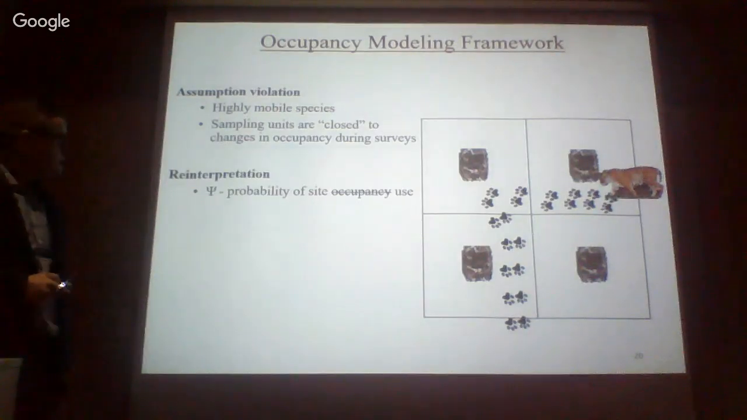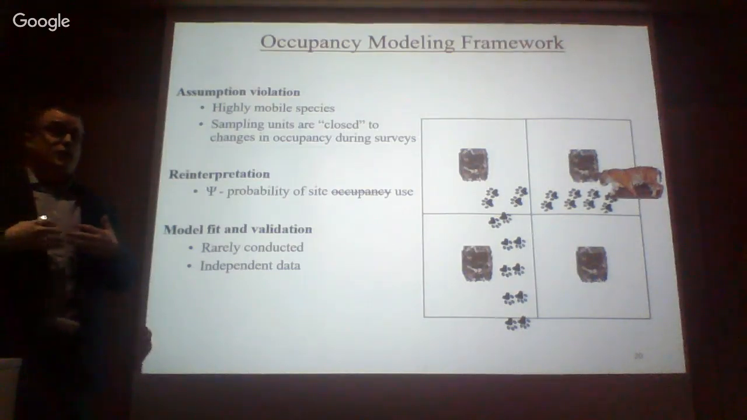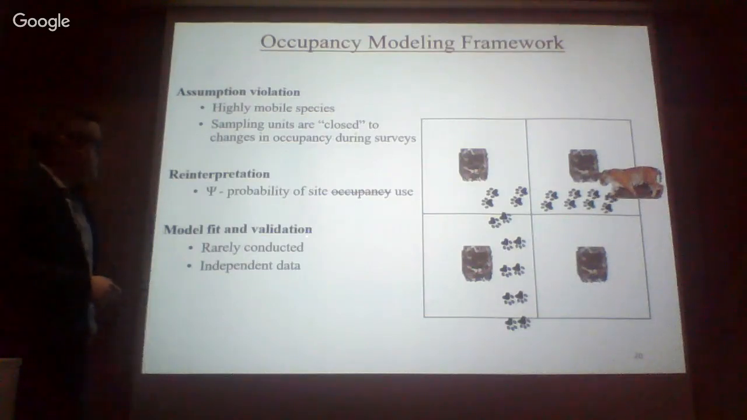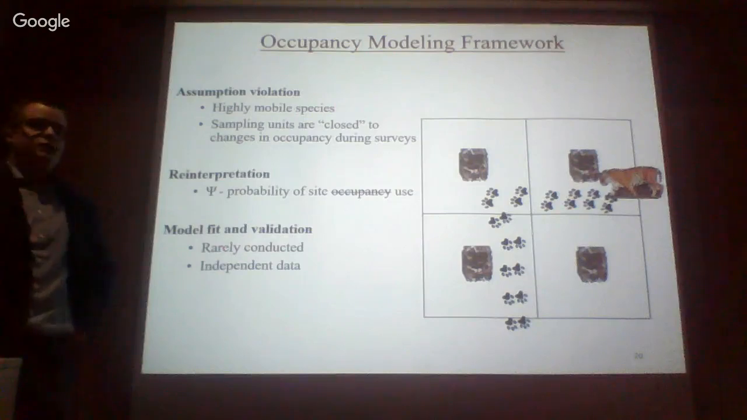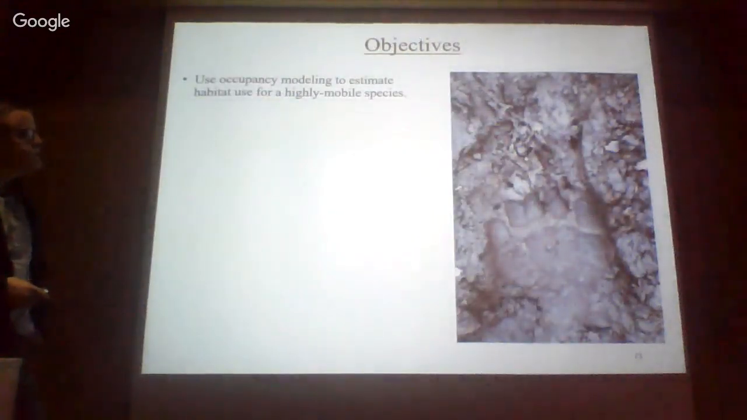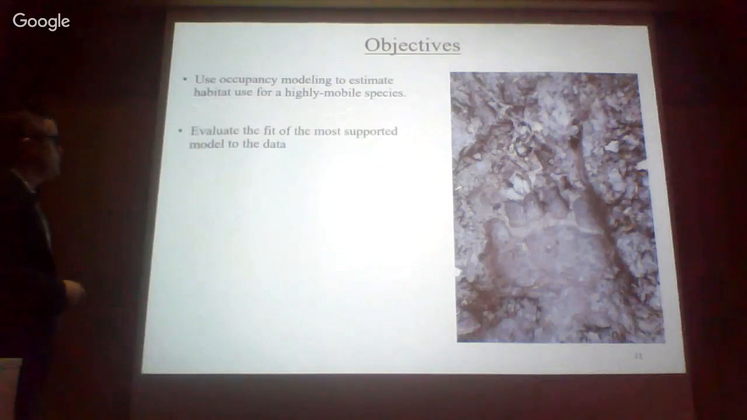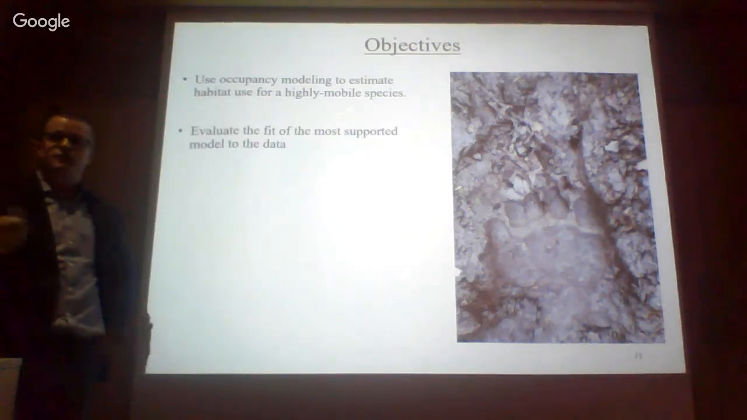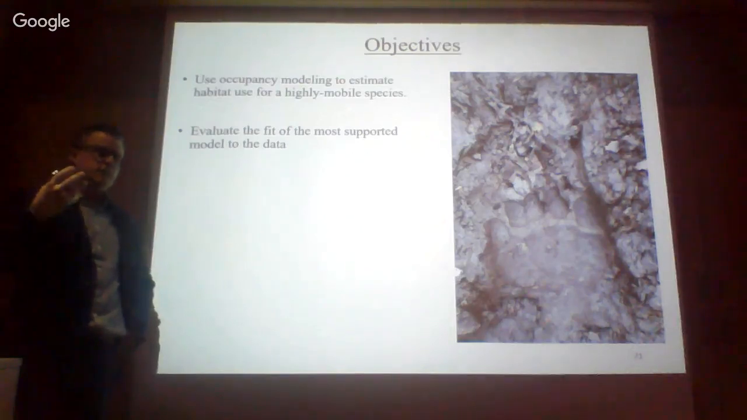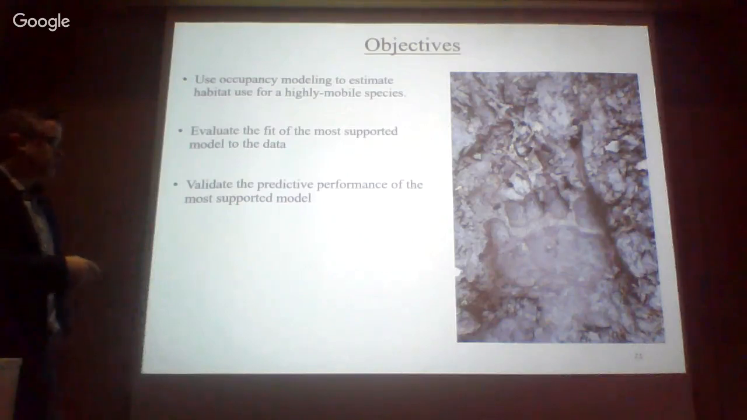That's an intriguing idea, but that assumption is rarely evaluated, whether and how well the model actually fits the data itself. And it's rarely validated in terms of predicting use across the landscape. So the objectives for this chapter were first to use occupancy modeling to estimate habitat use for a highly mobile species. Then we want to evaluate the fit of the most supported model. Is it fitting the assumptions of the model well, like we expect it to? And after we get that top model, how well does it actually predict use across the landscape? So that's what we'd like to validate.